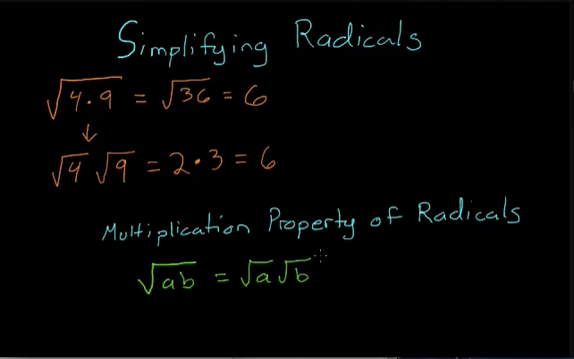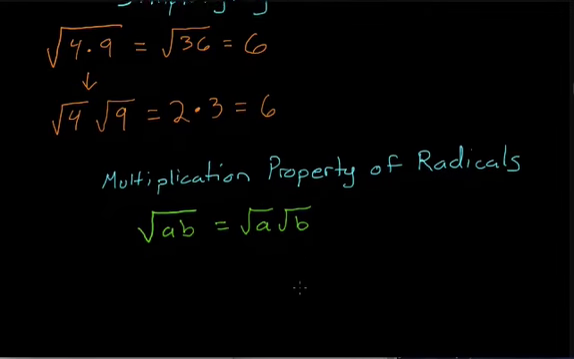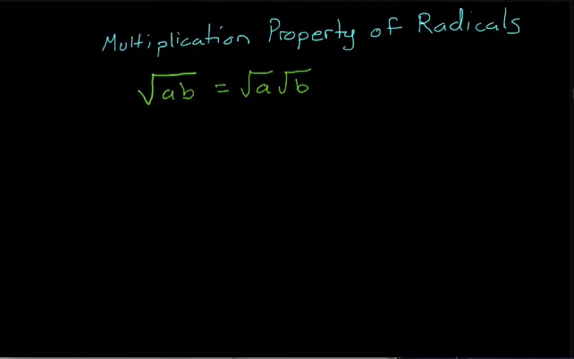Now you might say, well, you've taken something very simple and made it more complex. What does this have to do with simplifying radicals? It seems like this is taking a simple radical, the square root of A times B, and making it more complex, the square root of A times the square root of B. Fair enough? So let's see how we can apply this to make some radicals a little simpler.